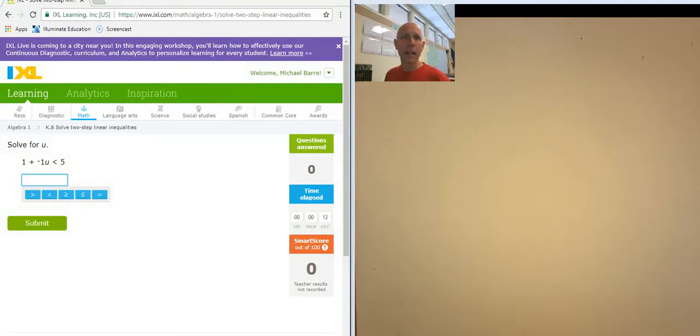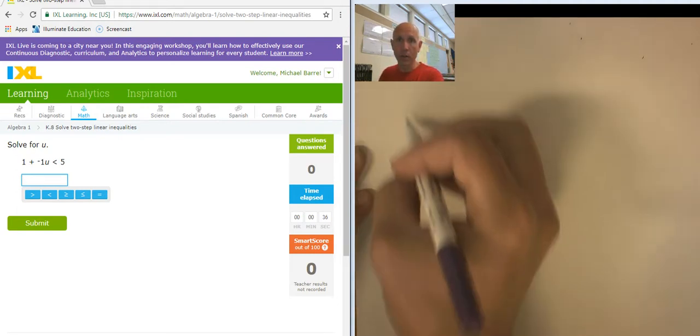Hey, it's Mr. Barr, and this IXL deals with solving two-step linear inequalities. The one big rule, the rule to rule them all, is if you multiply or divide both sides of an inequality by a negative, you must flip the inequality symbol. So you'll see that occur on some of these. Actually, you're going to see that occur right here.